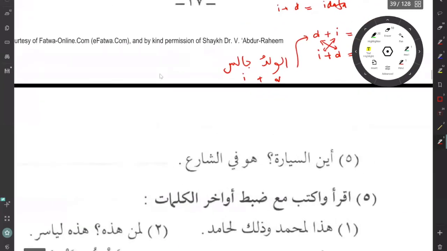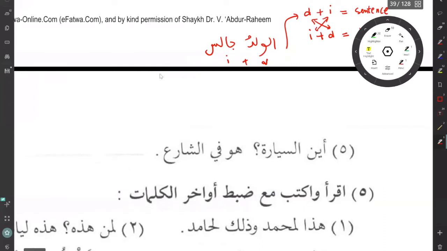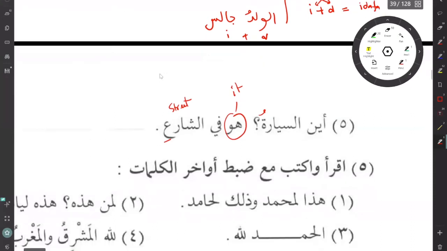Okay, let's do number 5. It says أين السيارة, saying هو في الشارع. You know what شارع means? شارع is street. How do you translate هو here? So it is in the street. What is the problem? Yes, without the question mark. Yes, here.